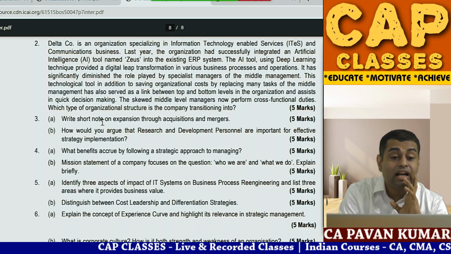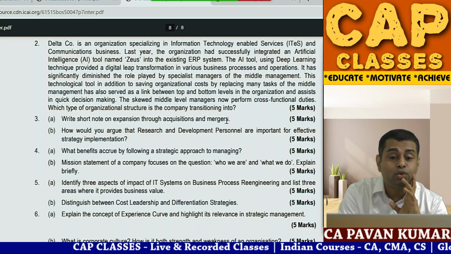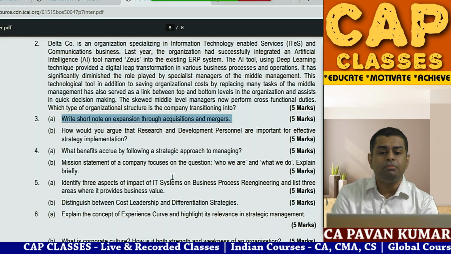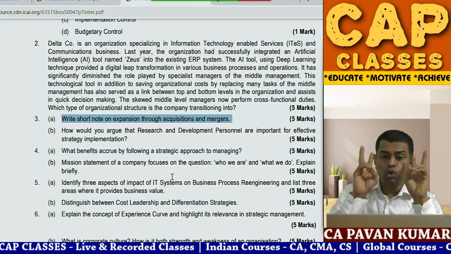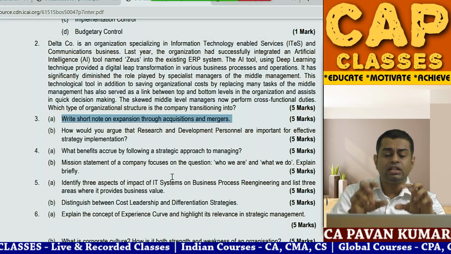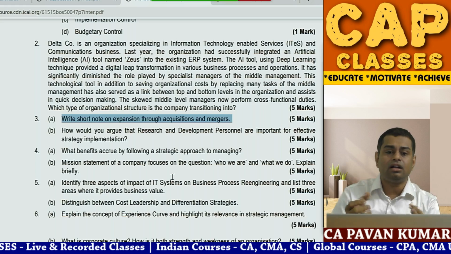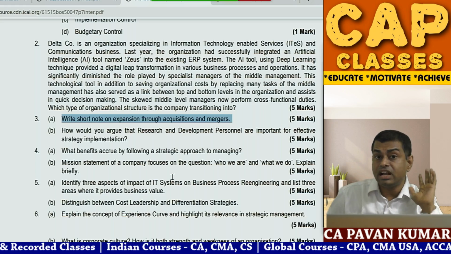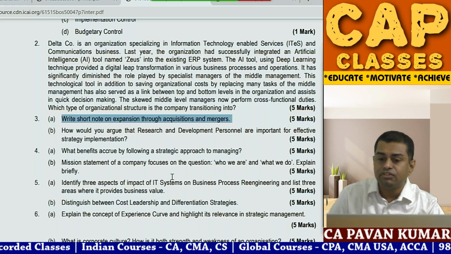Then the third one, write a short note on expansion through acquisitions and mergers. Guys, can you tell me expansion through acquisitions and mergers in 2 sentences? 2 sentences are very strong points. Above that, your answer should be built. Already I told you the answer for this when we were discussing MCQs.